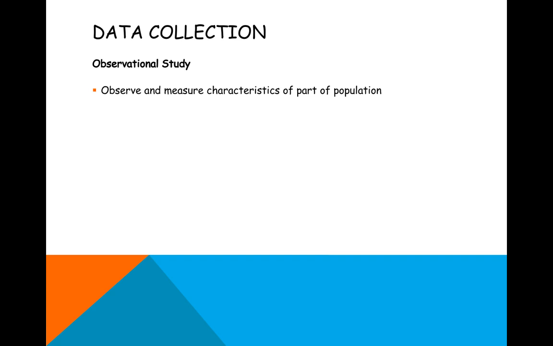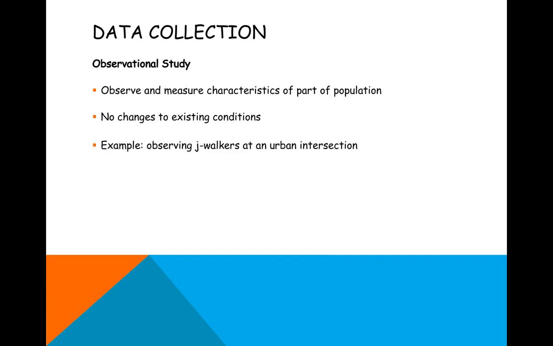So one type of data collection method we have is an observational study, and that's when you just observe characteristics of the population, so you don't attempt to influence their responses in any way. So there's an example, just watching jaywalkers at an urban intersection. You're not going to mess with the lights or the walk signals. You're just going to watch what they currently do in their natural environment.